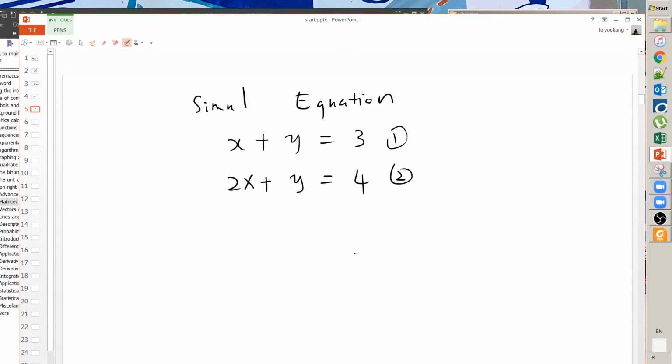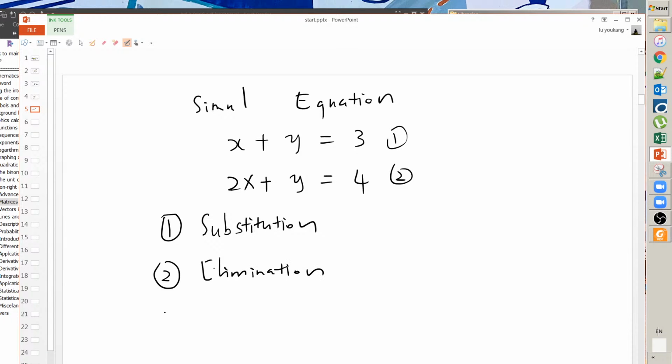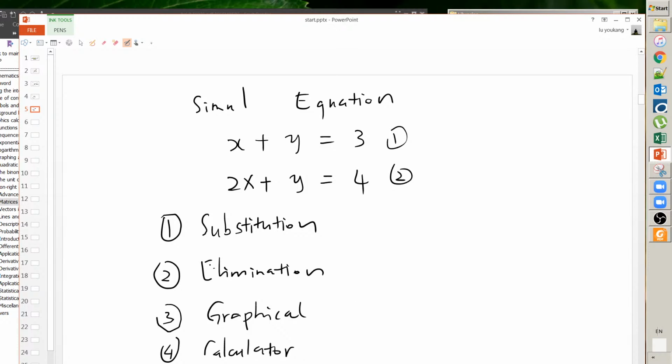So what we learned last time when it comes to solving simultaneous equations is we have a few methods. Number 1 is substitution. And then we also have elimination. We can also use a graphical method, and of course we can also use our calculator. Some of the calculators are powerful enough to solve simultaneous equations.